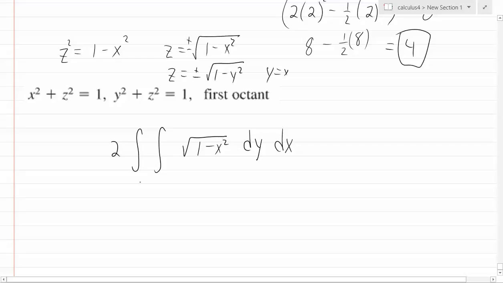So if I set this up, and remember x equals y, I'm going to set this up from 0 to x. And then remember, my outer boundaries are both going to have to be constant values. So if I take this equation right here and I let z equal 0, what will I get for my x boundaries? I would get plus or minus 1, but remember I'm in the first octant, so that's 0 to 1.